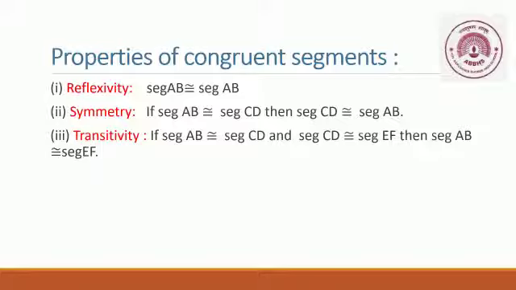Transitivity. There are 3 line segments AB, CD and EF. If segment AB is congruent to segment CD and segment CD is congruent to segment EF, then segment AB is congruent to segment EF. This property of segments is known as transitivity.